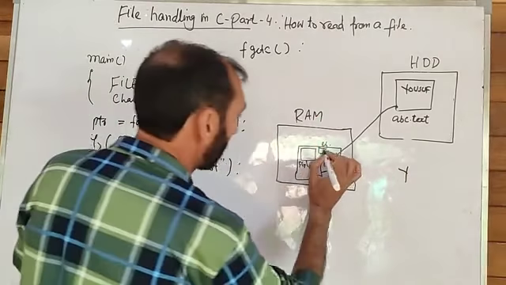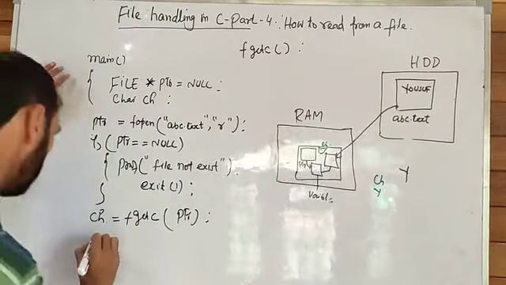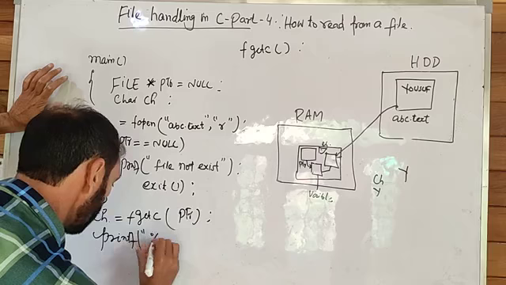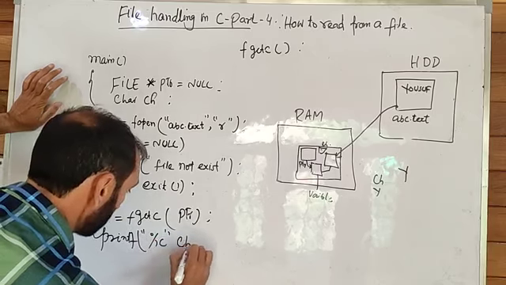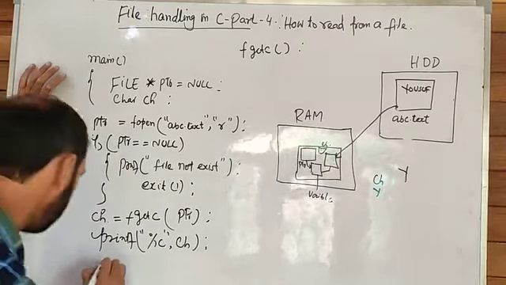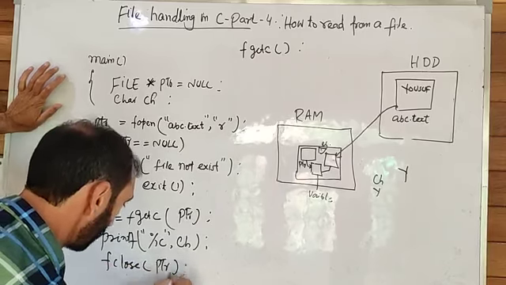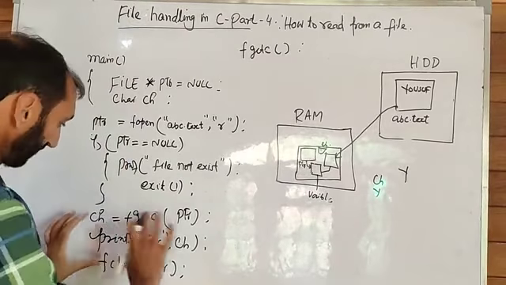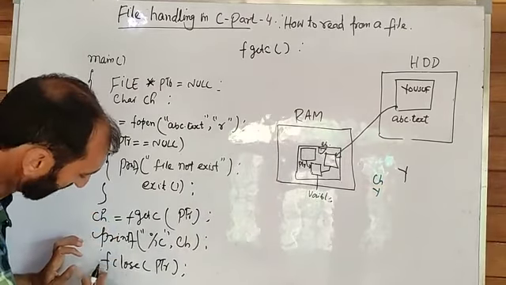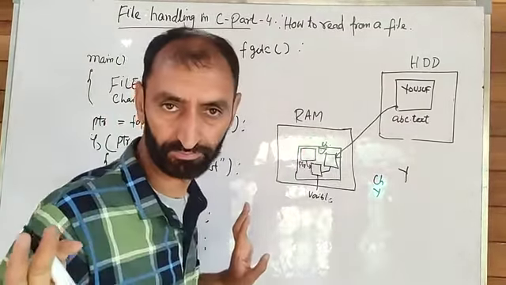Now this ch contains y. Right here I will write: ch now contains y. Simply we will print this by using the printf function, %c and ch. Obviously, after performing this operation, we must close the file. That's fclose(ptr).